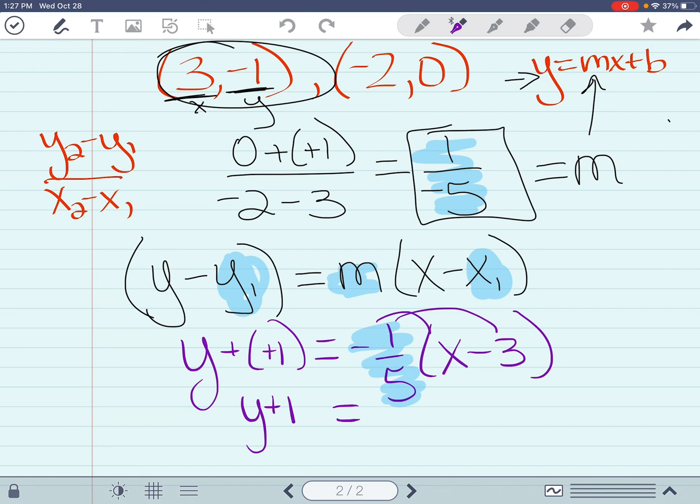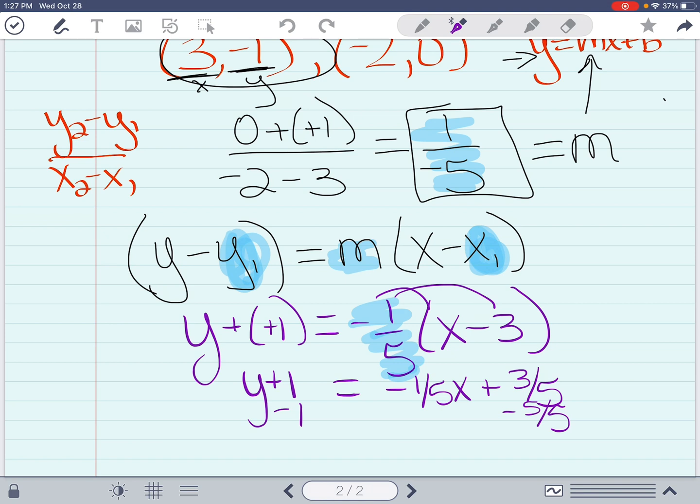And when I do that, I get -1/5 x plus 3/5. Now, in order to get y by itself, I subtract 1, which is 5/5. So if I'm going to rewrite this whole equation in slope-intercept form, it's going to be y equals negative 1/5 x take away 2/5, because I did 3/5 take away 5/5, which is take away 2/5. And that is written in slope-intercept form.